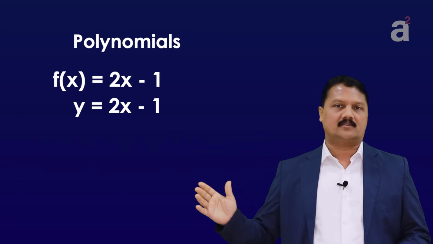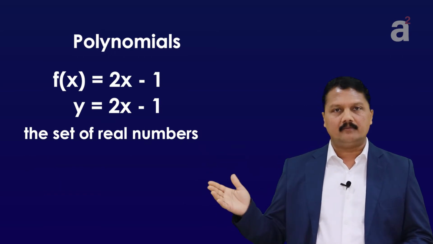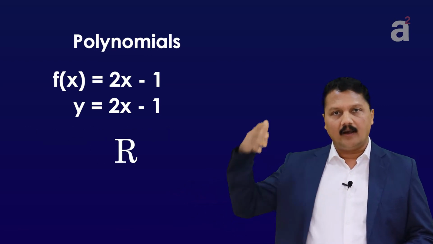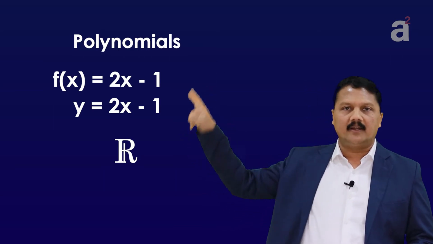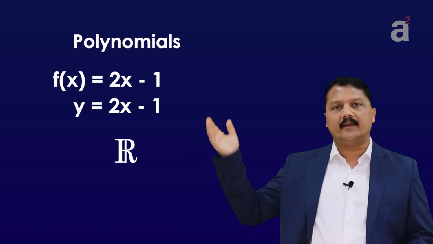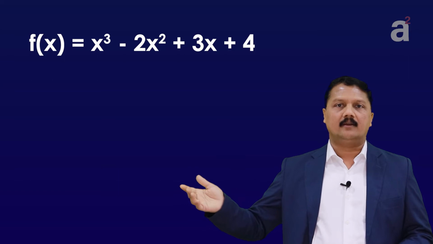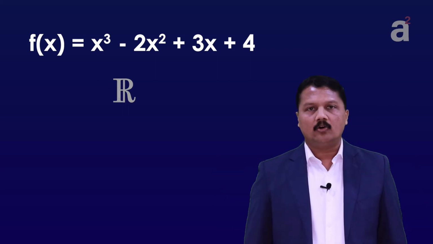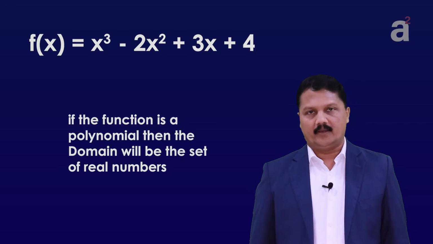So in this function, the domain is the set of real numbers. So the domain can be explained as the set of real numbers, or it can be denoted by R. When you denote the set of real numbers by R, there will be a double line for R. It can be written as negative infinity to infinity also. Take any polynomial. For example, f of x is equal to x cubed minus 2x squared plus 3x plus 4. In this, x can be any real number. So, if the function is a polynomial, then the domain will be the set of real numbers.